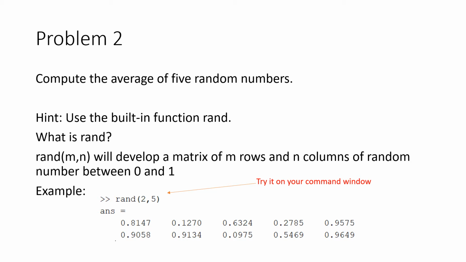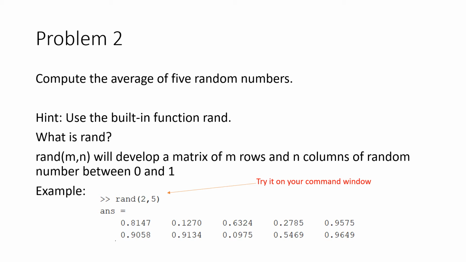So here for the second question, which is problem 2, I should compute the average of 5 random numbers. Now here, guys, you should know that you can have a very different answer because this is a random number. So each time you run, Matlab will give you other random numbers. Now here the objective is to write a script that can do the average of 5 random numbers.